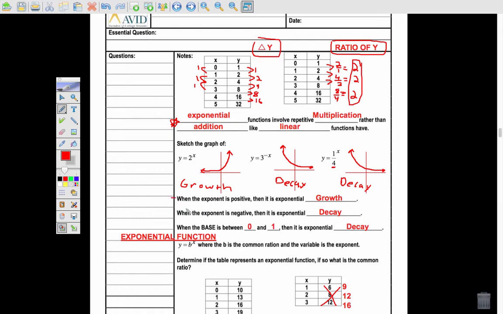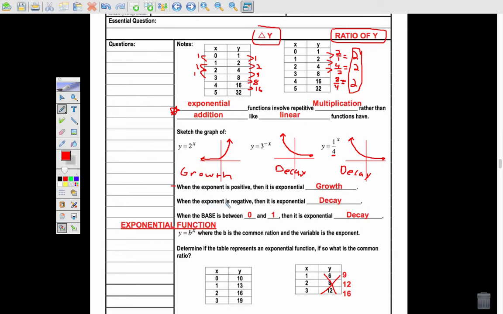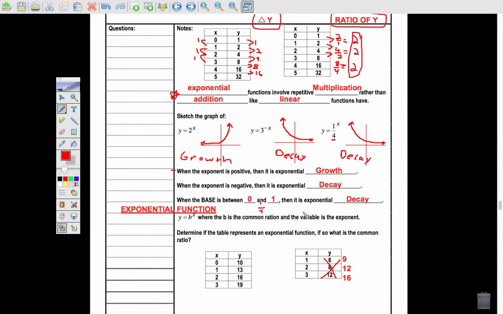Okay, and that's what this says right here. When the exponent is positive, the exponential is growth. When the exponent is negative, the exponential is decay. And then when the base is between 0 and 1, that means it's a fraction. Then the exponential is also decay.